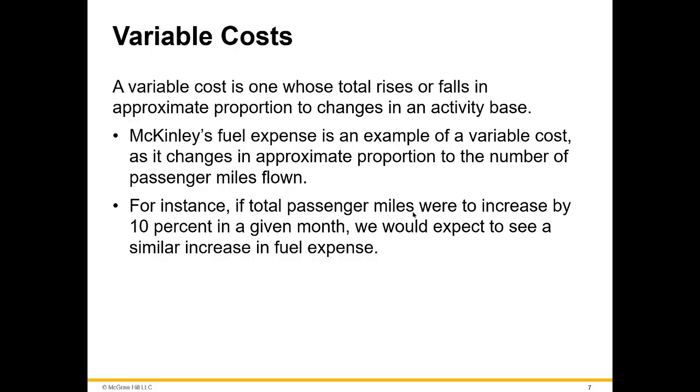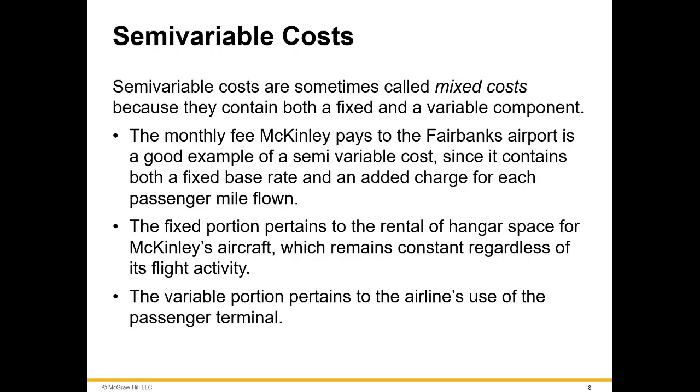Variable cost suggests that the more passenger miles, the more costs. So total variable cost is one whose total rises or falls in approximate proportion to changes in the activity base. If we fly more passenger miles, there's going to be more spent on fuel. So if passenger miles were increased by 10% in a month, we would expect fuel expense to increase by 10% per month.